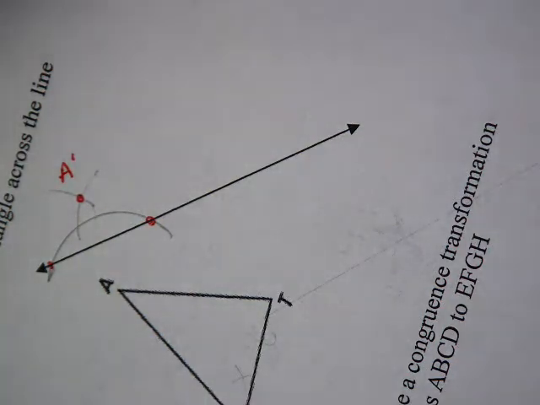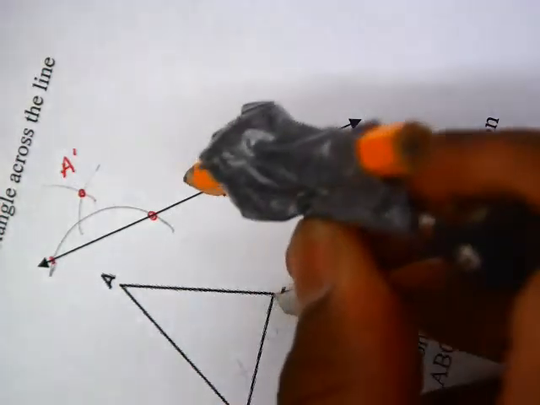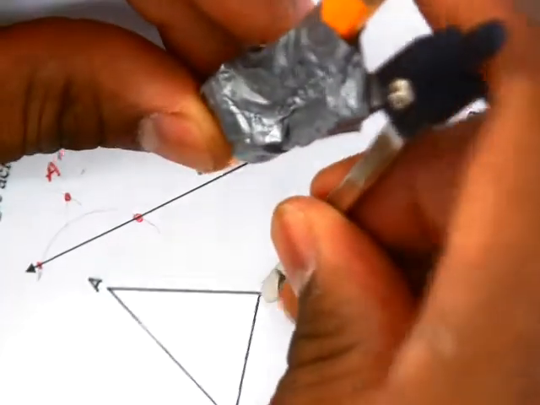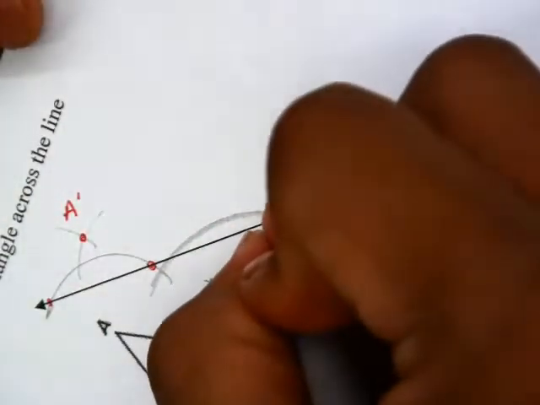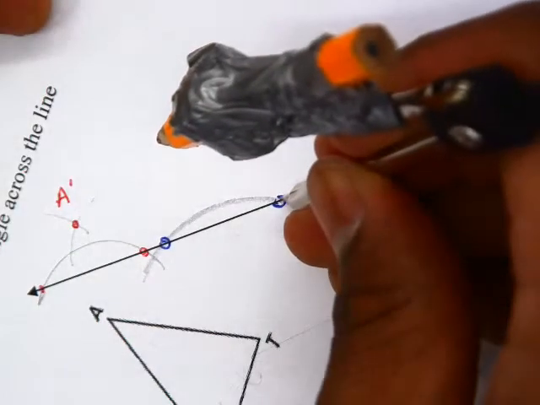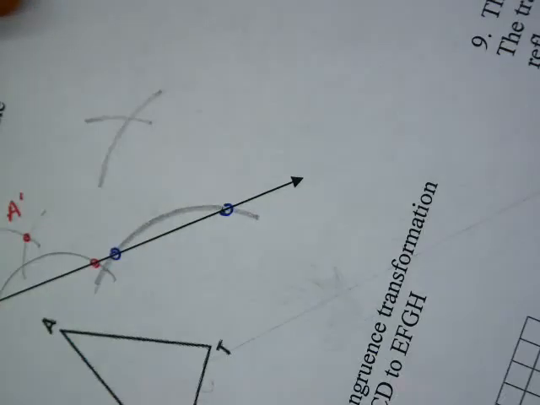After the reflection, let me work on T. Again, compass on T, open it up so that it goes past the line, and I need it to intersect the line twice. So I intersected the line here and here. So go to those spots, make some arcs. That's where T prime would be.